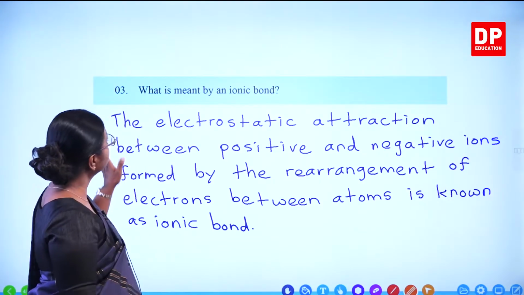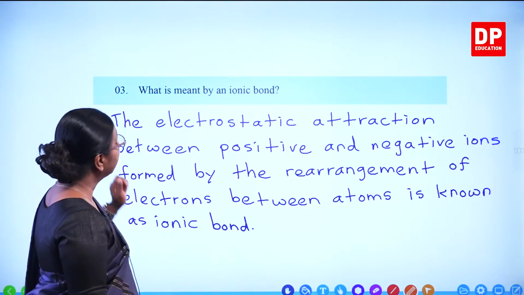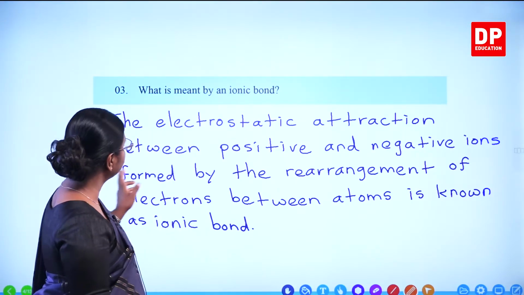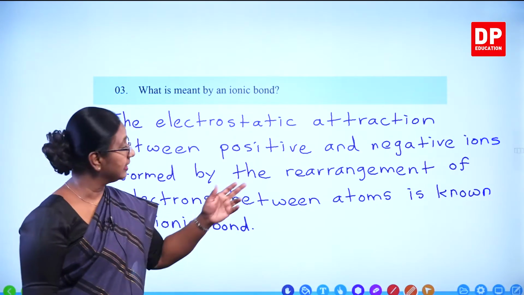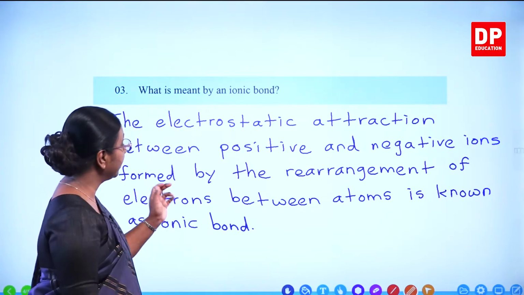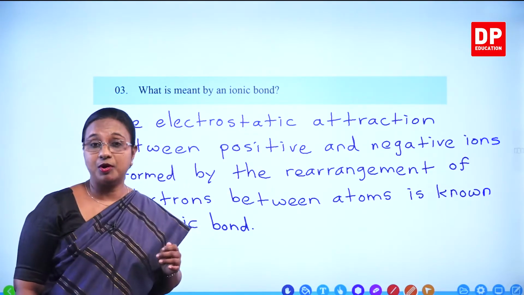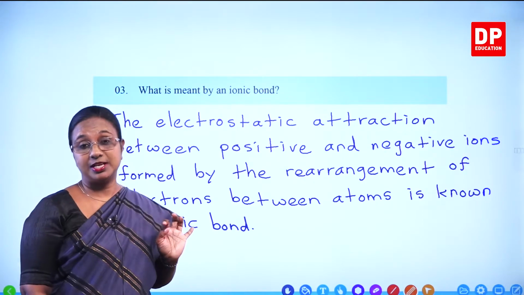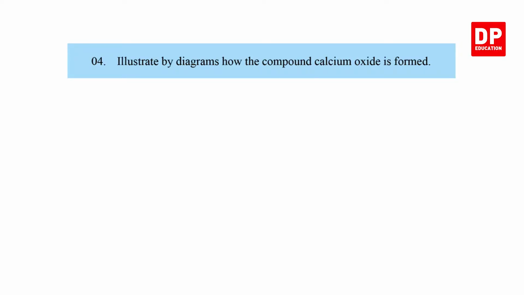So here students, the question is what is meant by ionic bond? The electrostatic attraction between positive and negative ions formed by the rearrangement of electrons between atoms is known as ionic bond. So that is the explanation for ionic bond. With that, the next question, illustrate by diagrams how the compound calcium oxide is formed.